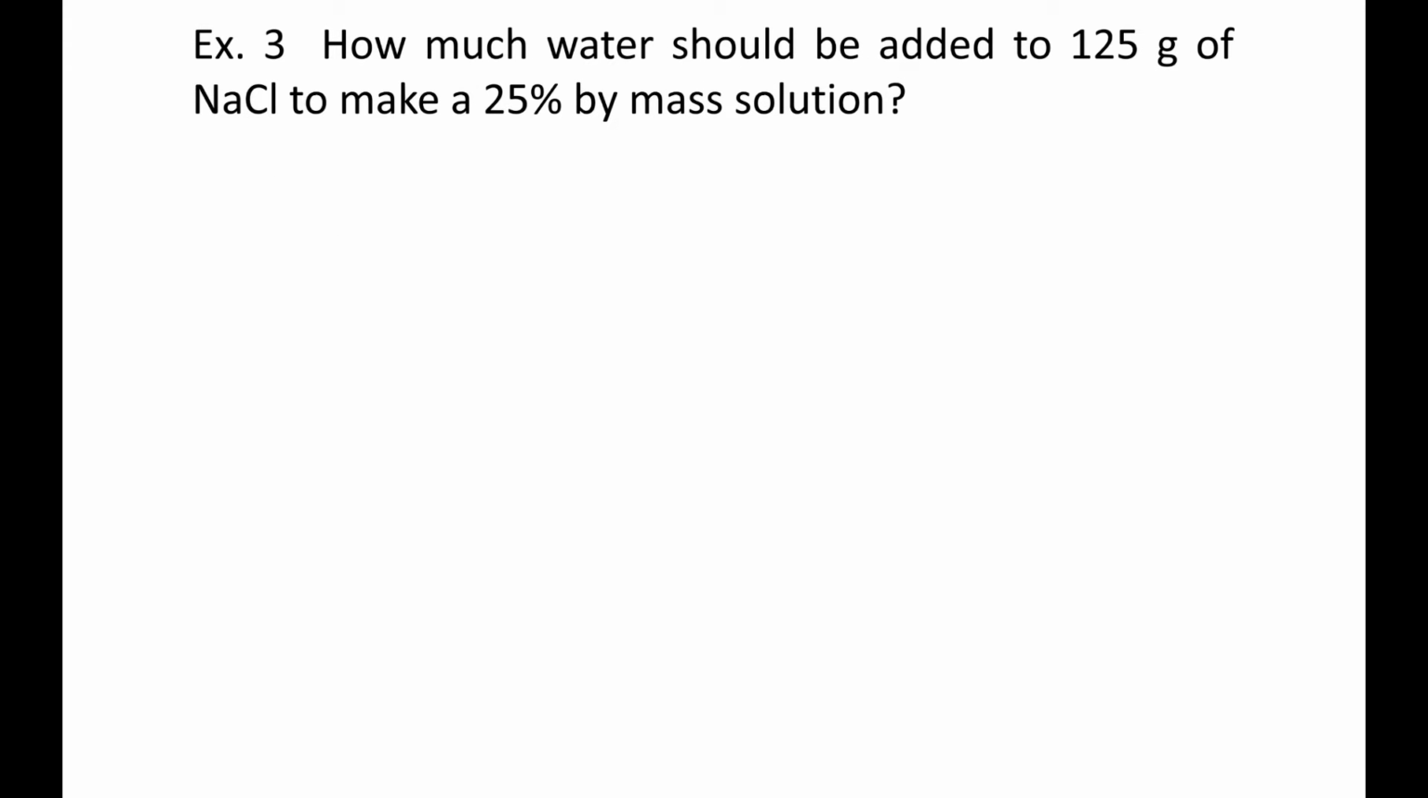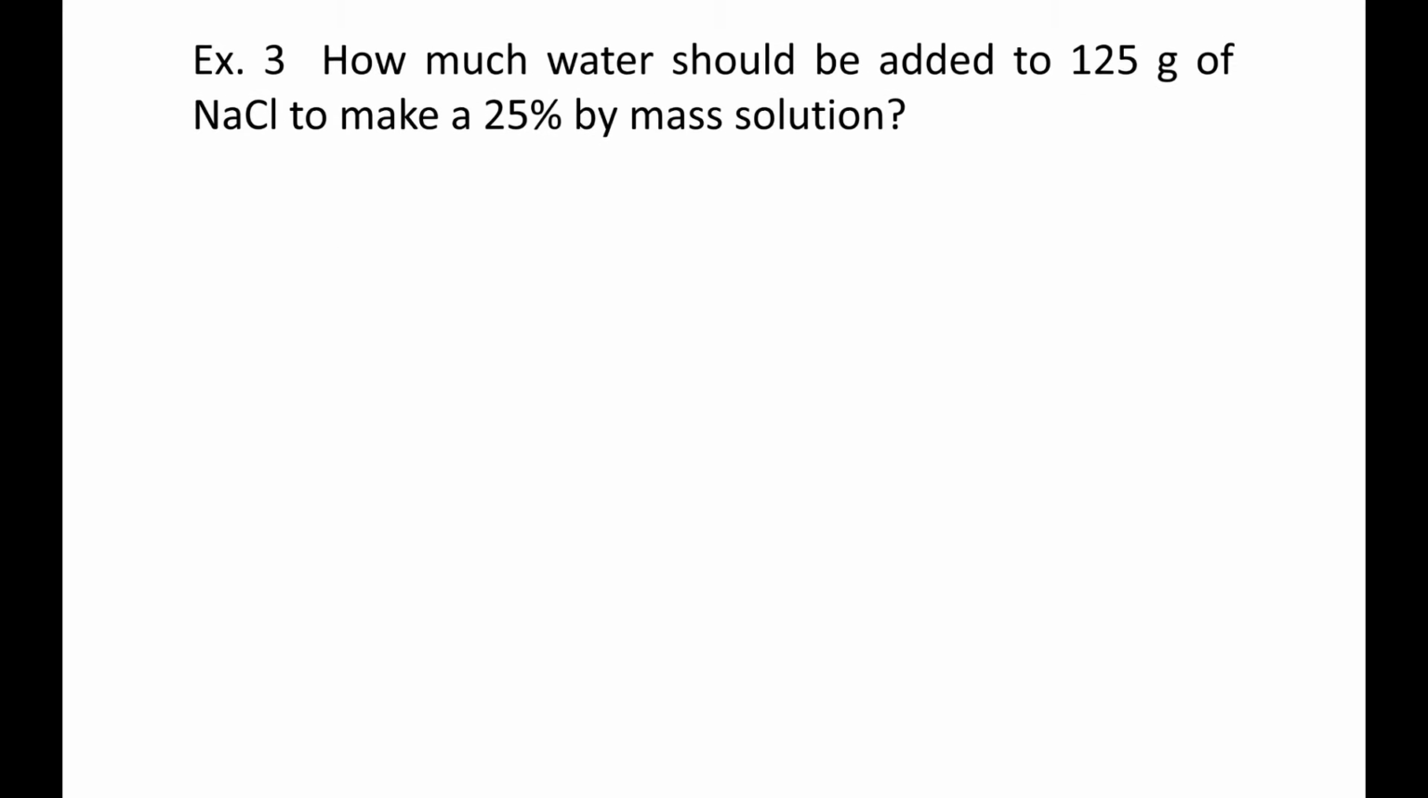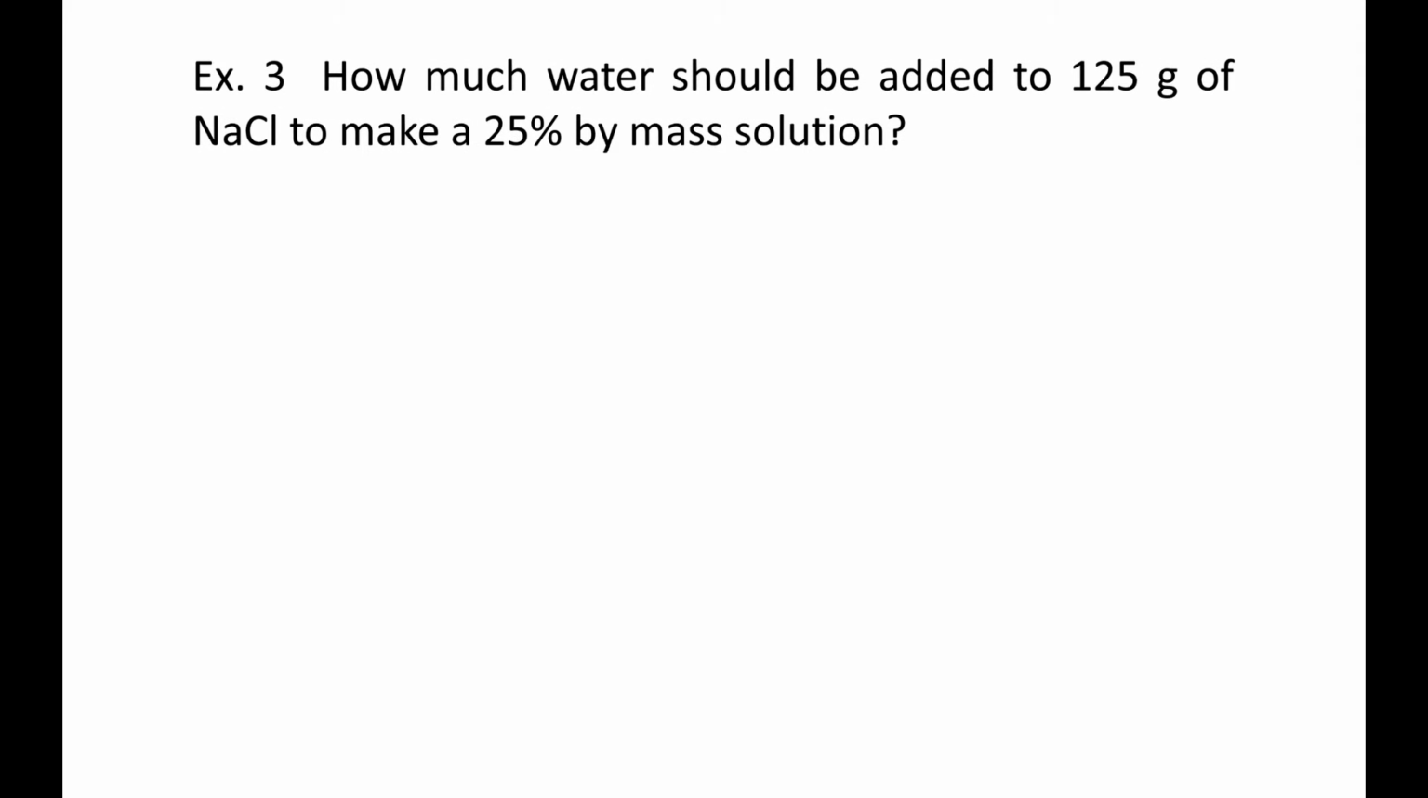Okay, before we go on, how much water? That means we are talking about the solvent, not the solution. Our calculation doesn't have anything to do with the solvent, so we have to do the solution first. We're going to calculate the mass of the solution first, and then we're going to calculate the mass of the solvent. So how much water should be added to 125 grams of NaCl to make a 25% by mass solution?